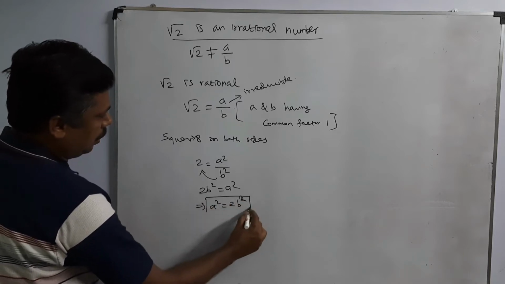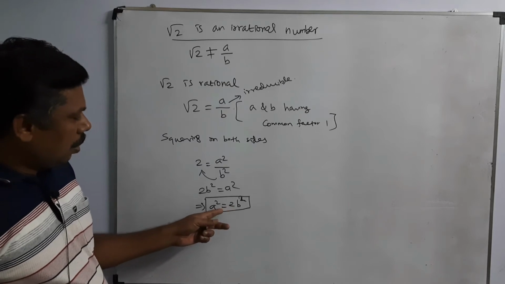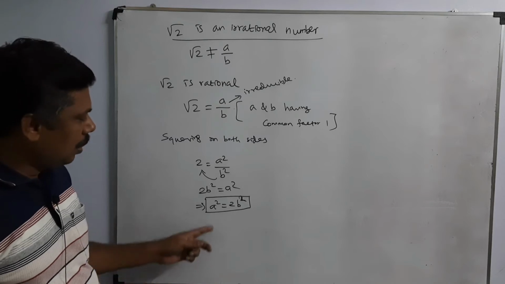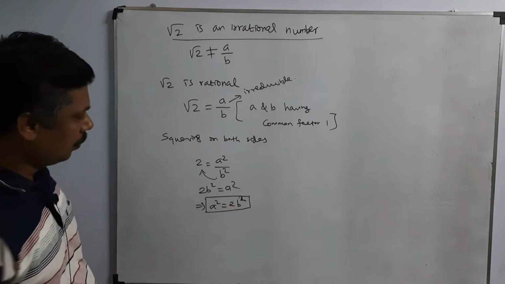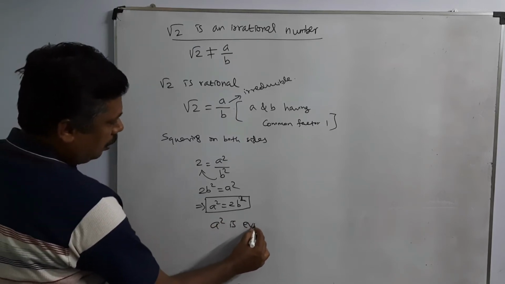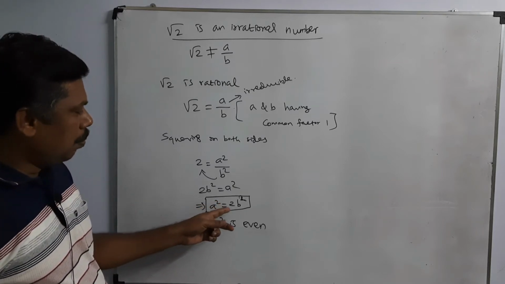So what is the meaning? This step tells us that a squared is an even number. A squared is the value of b squared multiplied by 2. That is, a squared is even, a multiple of 2.